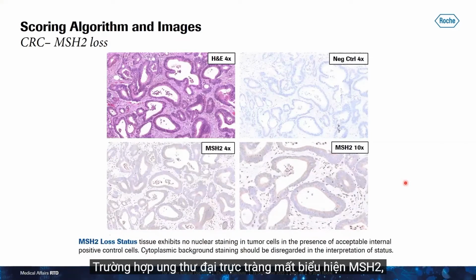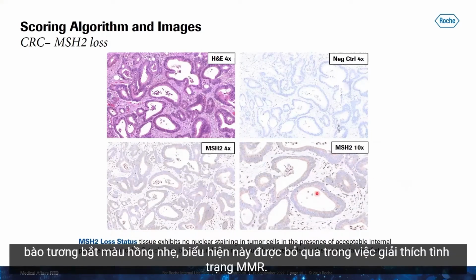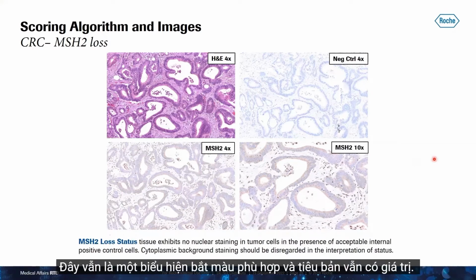Colorectal cancer with loss of MSH2, note that there is mild cytoplasmic blushy staining, which is to be ignored in the interpretation of MMR status. This is still an acceptable and evaluable slide.